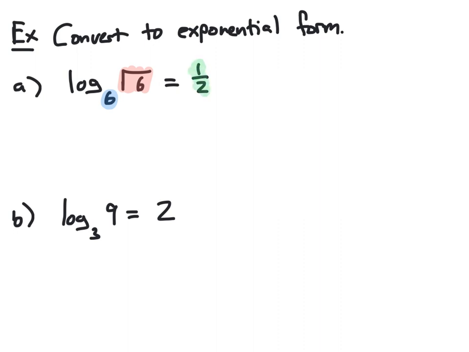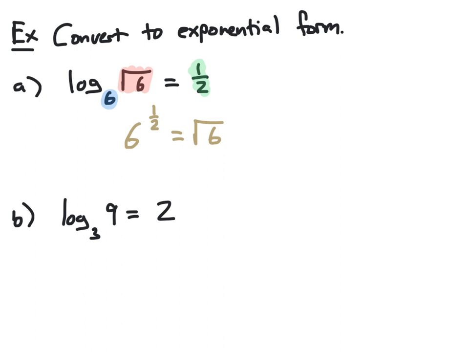And so when we go to convert this to exponential form, we will take the base, which is 6, raise it to the value of the logarithm, which is 1/2, and set this equal to the value we're taking the logarithm of, which is the square root of 6. So the exponential form of log base 6 of the square root of 6 equals 1/2 is 6 to the 1/2 equals the square root of 6. This is something that we know is true, that writing the square root of a number as the 1/2 exponent is a property of exponents. So this is a true statement.